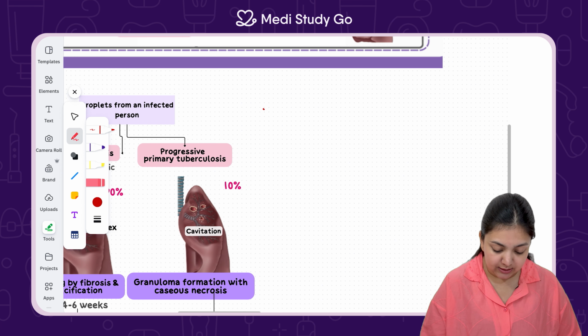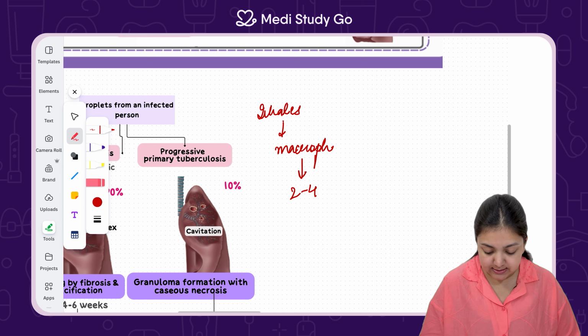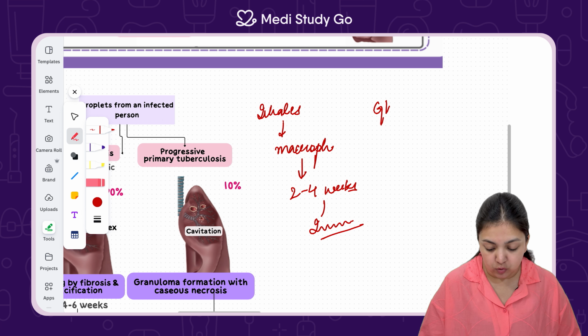So when a patient inhales the bacilli, these bacilli try to enter the macrophages and live in them. These macrophages keep the bacteria inside, thinking it is a part of themselves only. But in 2 to 4 weeks, the T cells get activated and the immune response starts. This immune response leads to the formation of Ghon's complex, which is a characteristic feature of pulmonary tuberculosis.